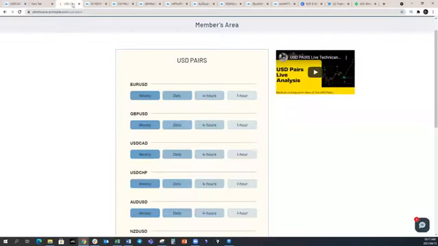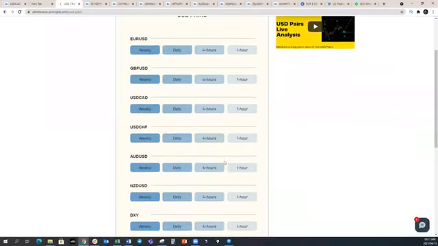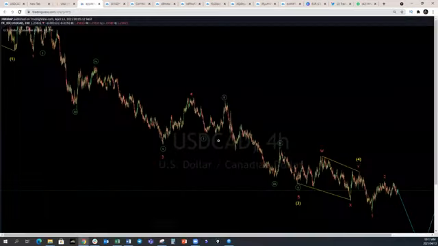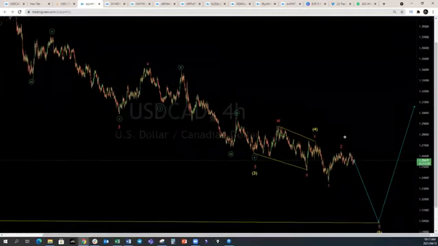So your detailed chart is here. You can go from daily all the way down to the 1 hour. Also on US dollar CAD, I've detailed this one on the weekly analysis as well. Right, so that is what we have here.